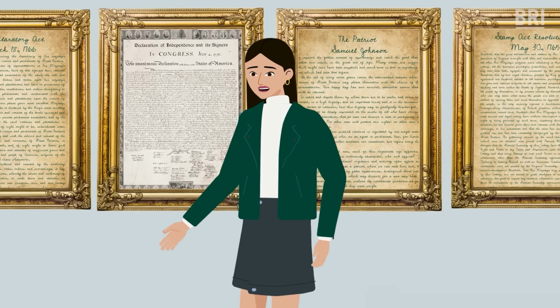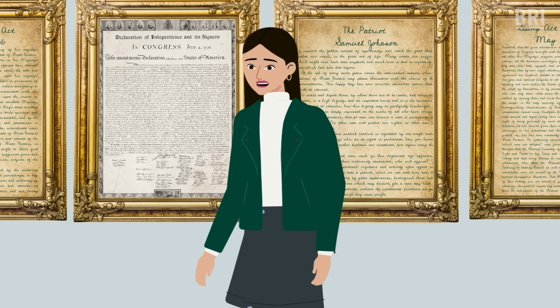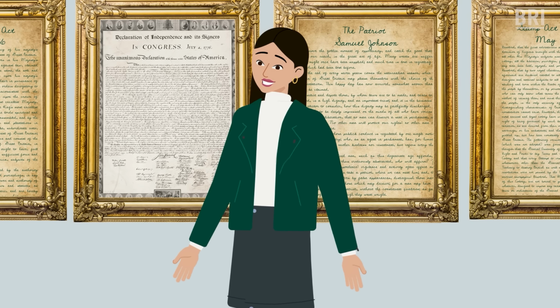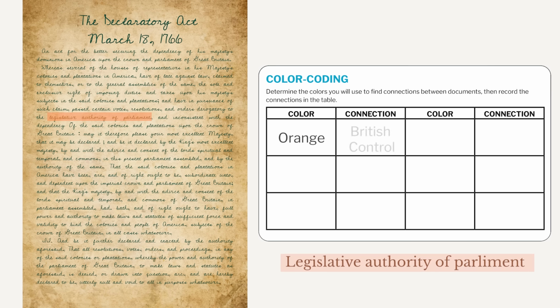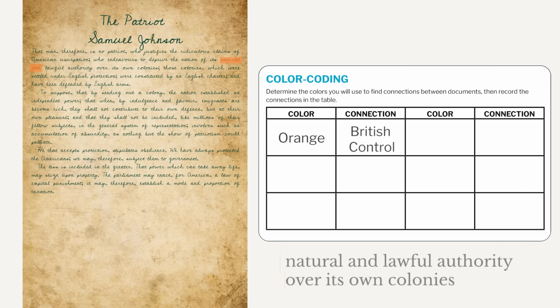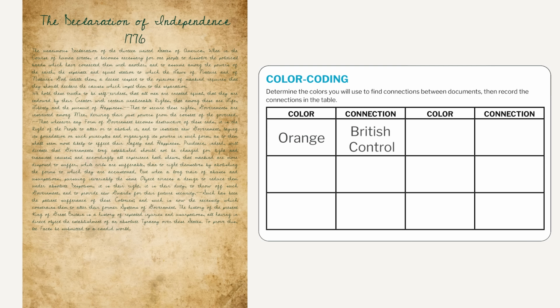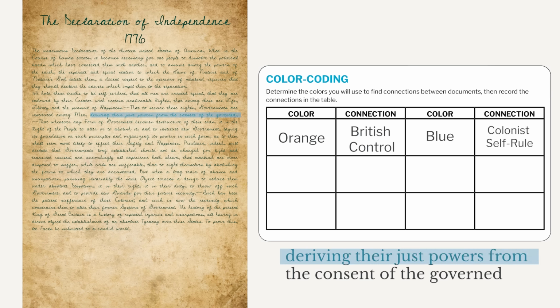Now, let's visualize these themes. I'm going to highlight phrases that represent the same idea across documents with the same color. In the Declaratory Acts, we'll highlight legislative authority of Parliament. In the Patriot, let's highlight natural and lawful authority over its own colonies. In the Declaration of Independence, we'll highlight deriving their just powers from the consent of the governed.